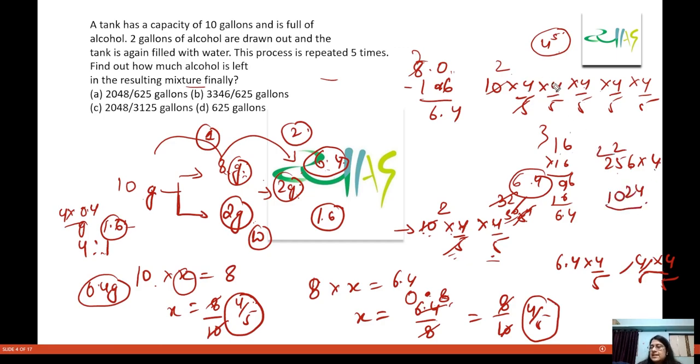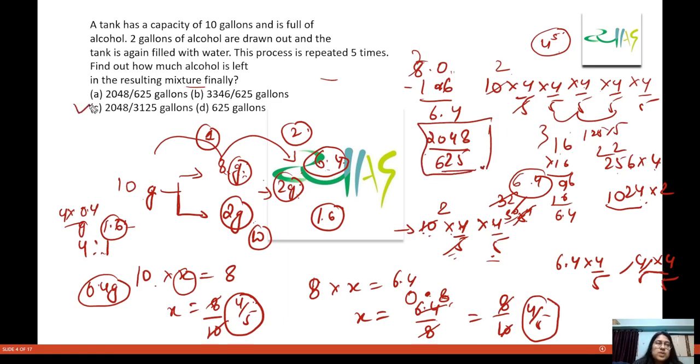So for these five factors we have 1024 here, multiply by 2 more here, so you will get 2048. And 5 into 5 is 25, into 5 is 125, into 5 is 625. So our final answer comes to be 2048 divided by 625. So I hope everybody understood what we did. See, I explained what I am doing here.